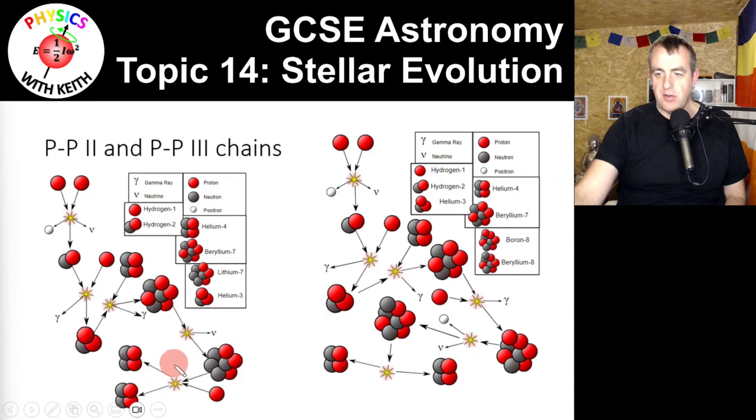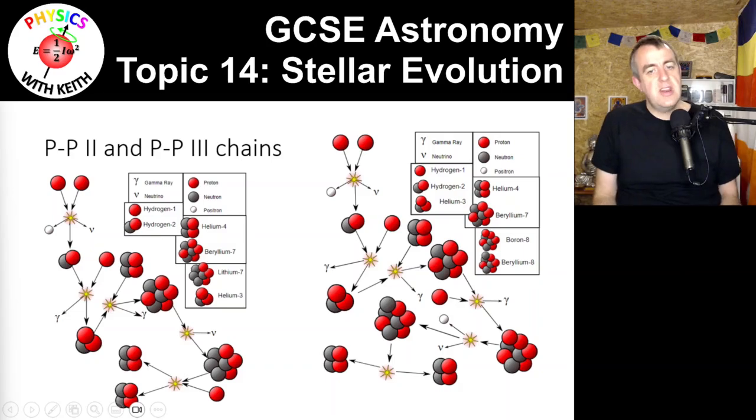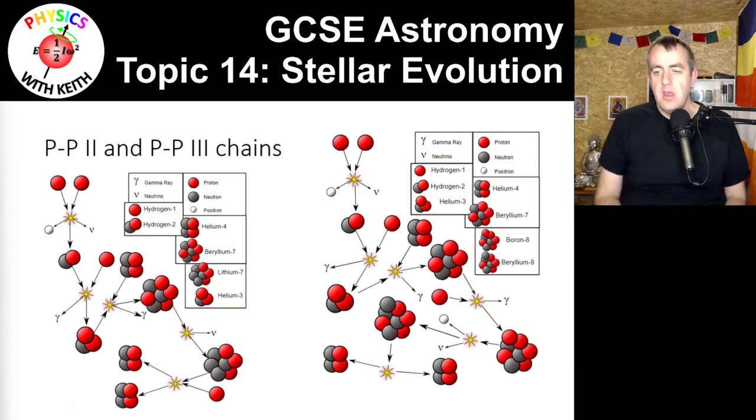There should actually be a positron coming off here, which isn't drawn. So we know that. I wonder why that positron's not been drawn. That's a mistake on this. But there should be a positron here. And we know that there is lithium-7 in stars because we've seen the evidence for that as well. Or we can have the proton-proton 3 chain, which is the one on the right, and this has got boron in it as well. And we know that this happens in stars because we've seen boron as well in stars.